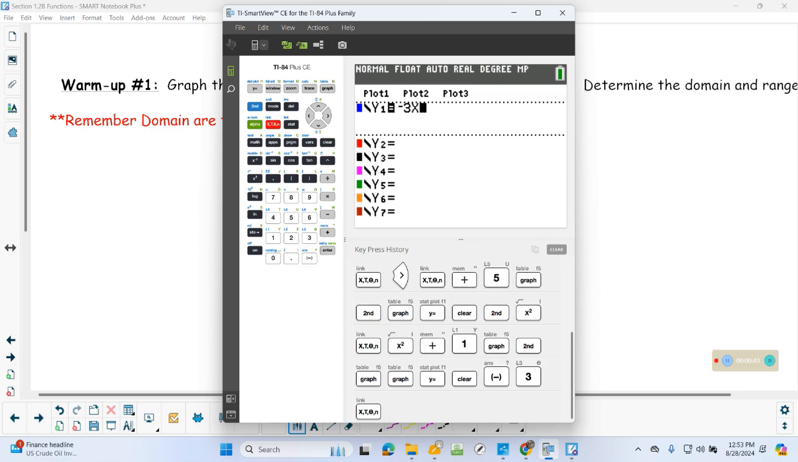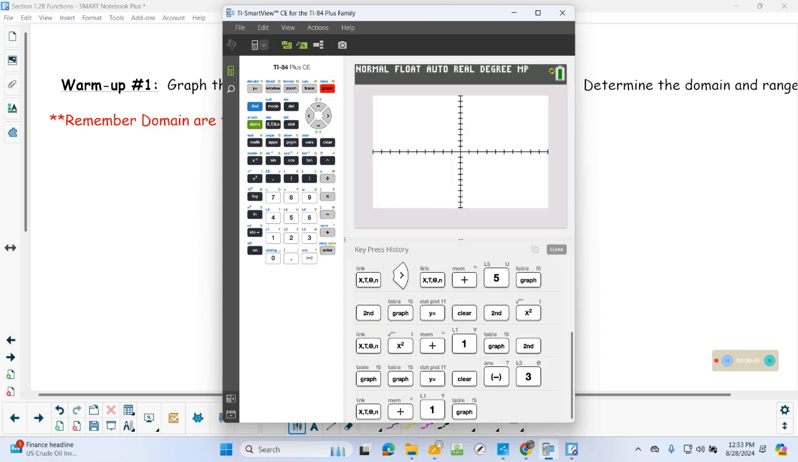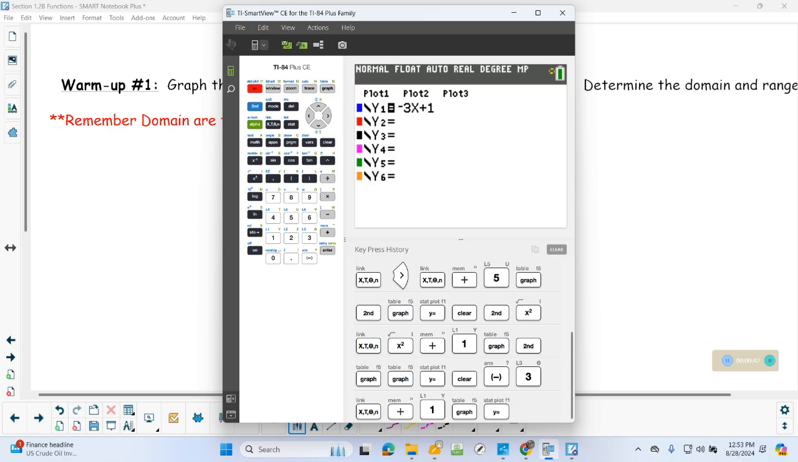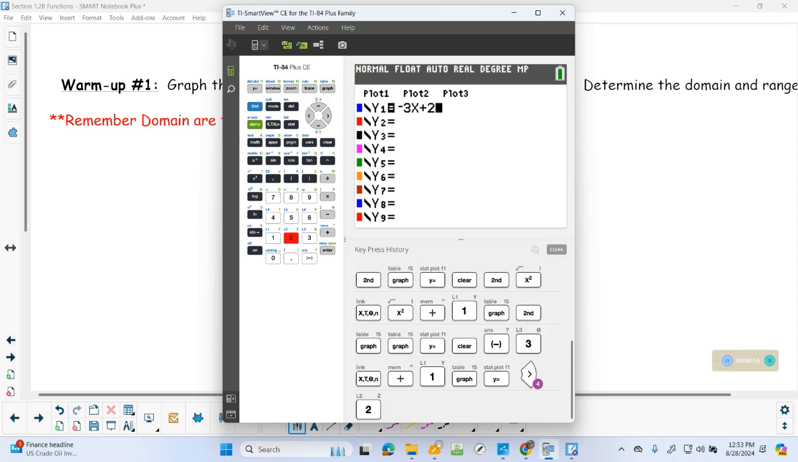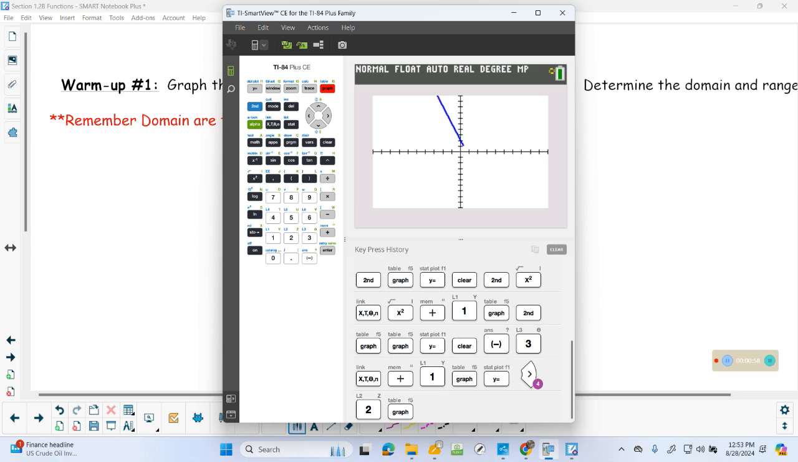Negative 3x plus 2. Let's hit graph. Plus 2. Come on, plus 2. I swear I hit the 2. Oh, go cursor. 2. Here we go. Okay, so we all know it's a line. It's not exciting. There it is.